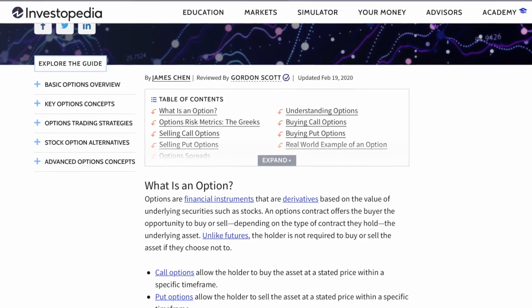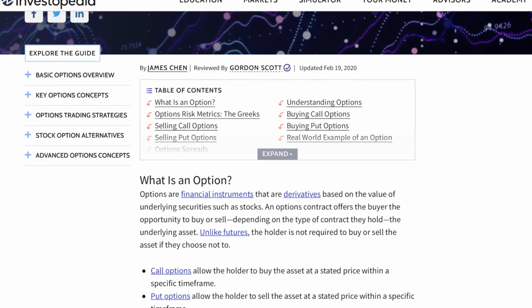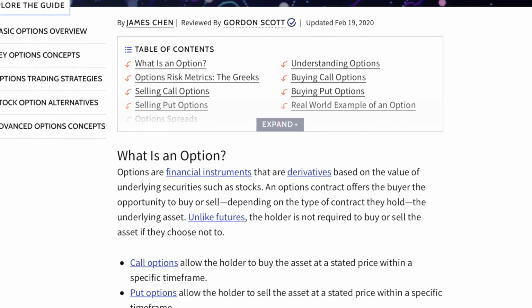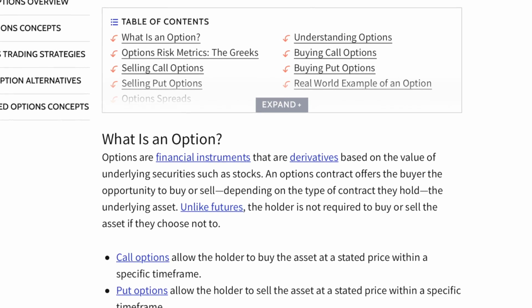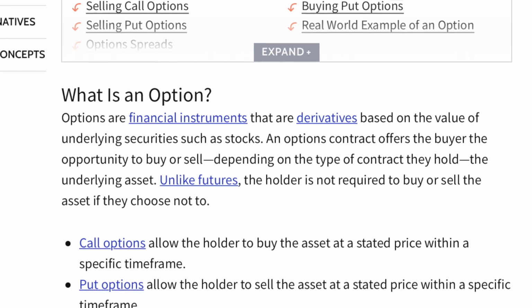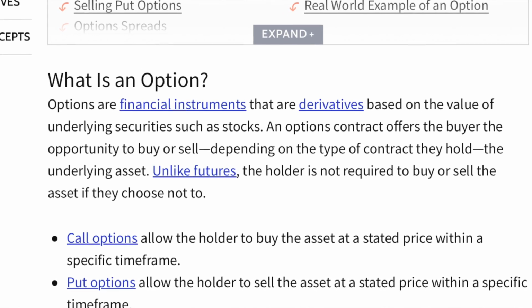Now, if you want the technical definition, per one of my favorite sites, Investopedia, options are financial instruments that are derivatives based on the value of an underlying security such as stocks. An option contract offers the buyer the opportunity to buy or sell the underlying assets, depending upon the type of contract they hold. All right, so we had a whole lot of words in there that kind of sound like bank jargon: derivative, underlying asset, things of that nature. Long and short, an option is a choice.